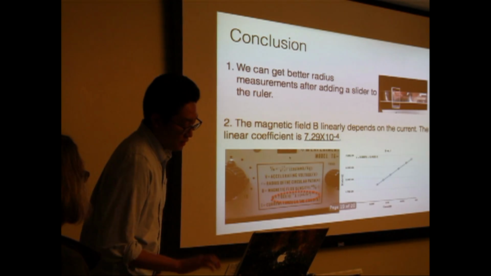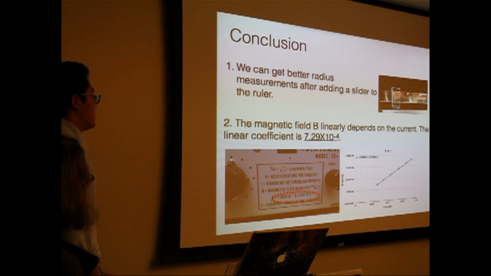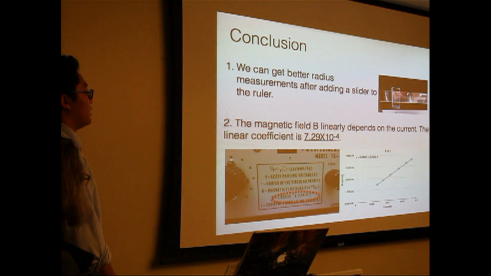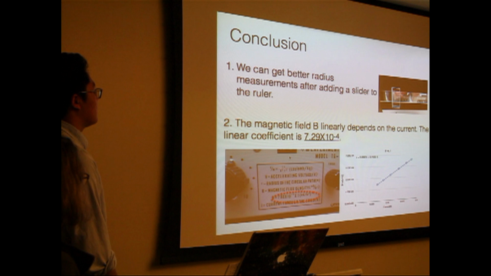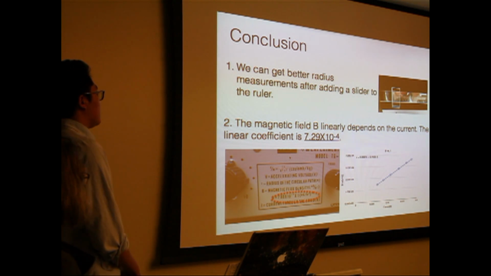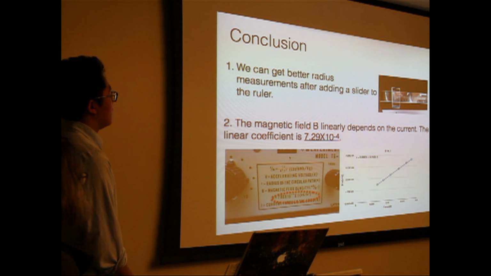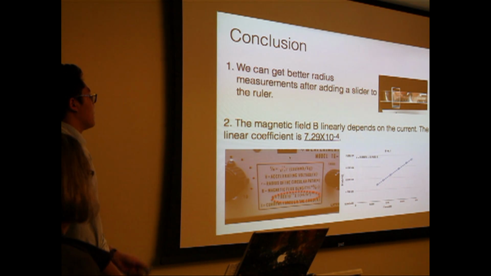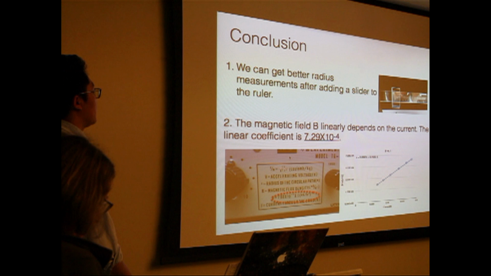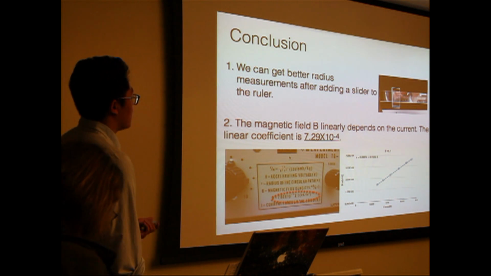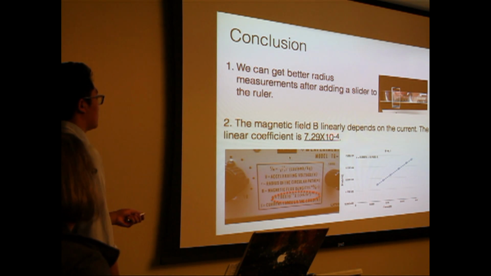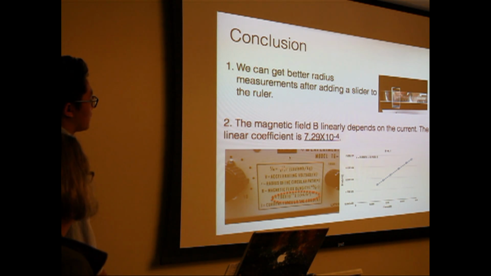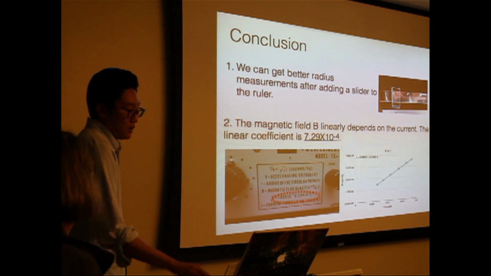As a conclusion, first, I got a better radius measurement after adding a slider to the rulers. Secondly, I used a magnetic field sensor to find out that the magnetic field is linearly dependent on the current, and it gives us a linear coefficient of 7.29 times 10⁻⁴, which is much smaller than the value given by the manufacturer.